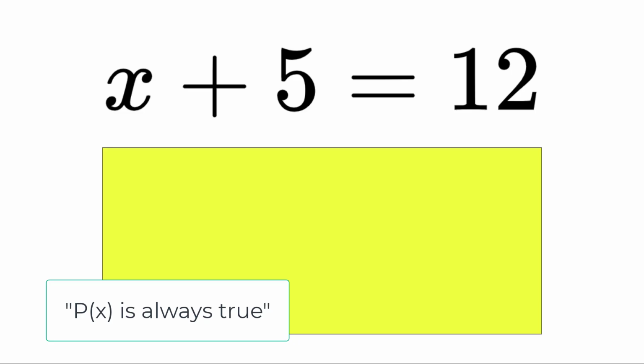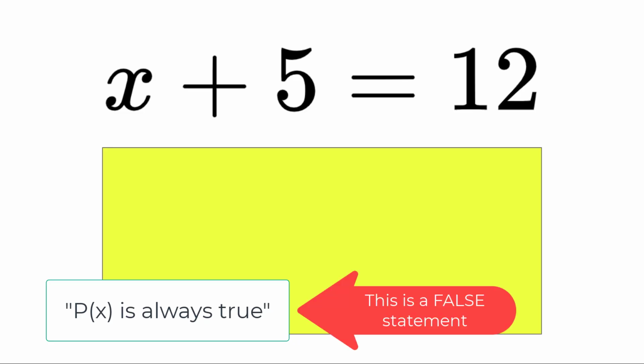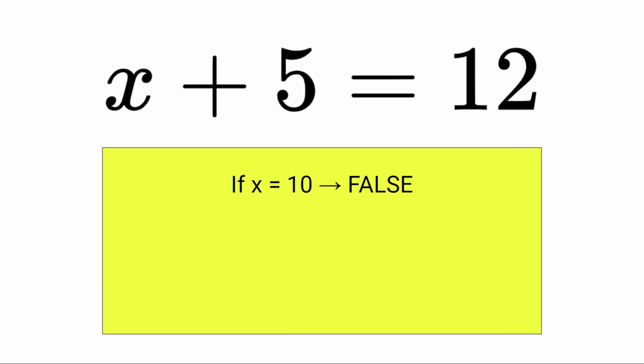Now this statement is definitely false, because we know for a fact that P of x is not always true. That is, we know that x plus 5 is not always equal to 12. In fact, P of x is only true for one and only one value of x, namely x equals 7. So the statement P of x is true for all values of x is definitely knowably false. That makes it a proposition, not a predicate.